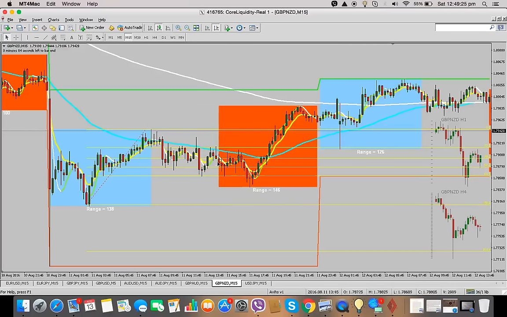What I would also consider is that at this point here, we're roughly about an hour out from the open of the New York session. I'd jump in and I'd have a look to see what news releases are about to happen.